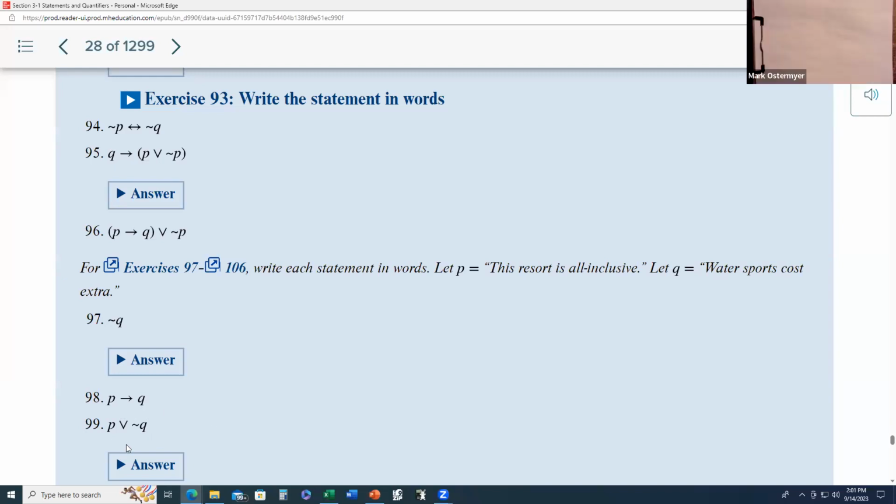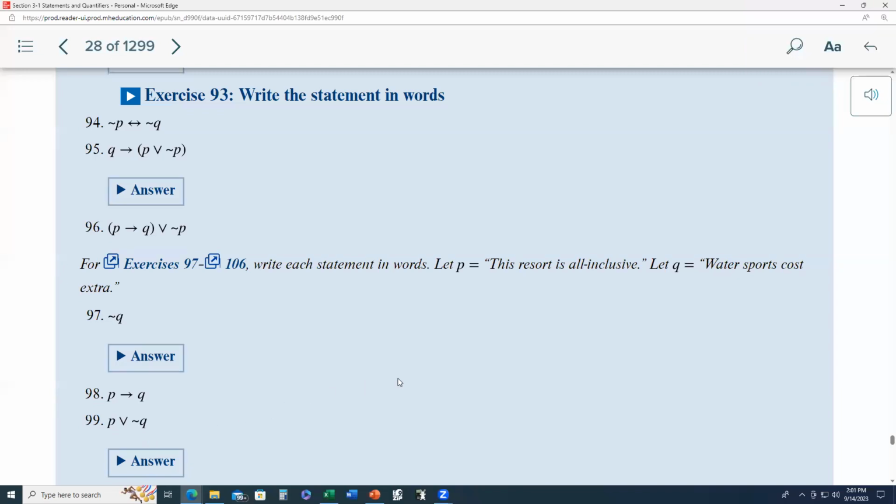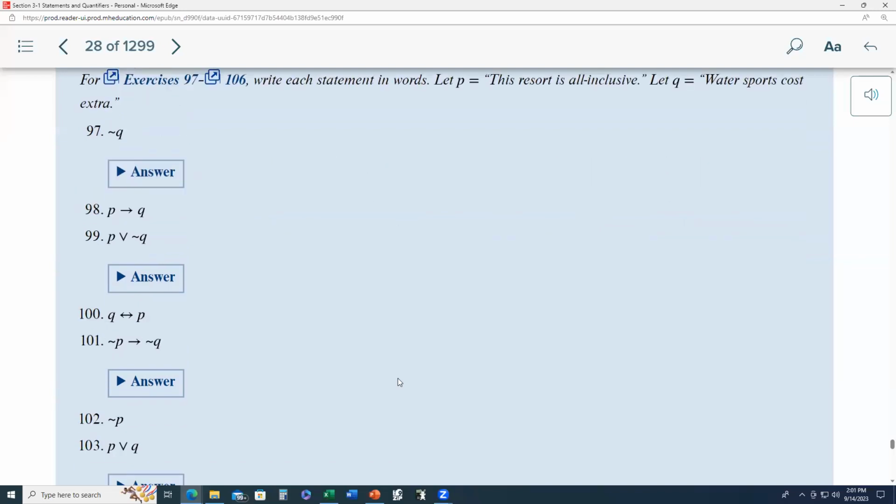All right. Anyways, how would you read number 99? The resort is all inclusive, or the water sports do not cost extra, correct? Yeah. Mhm.